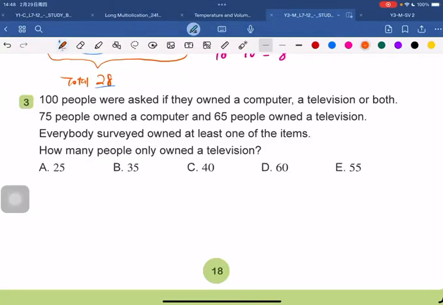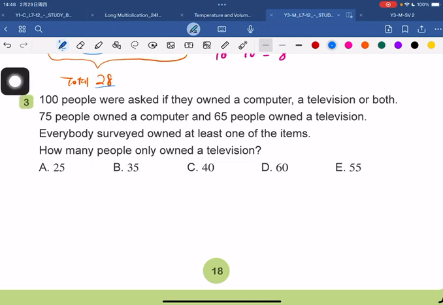And then let's take a look at question 3. 100 people were asked if they owned a computer, a television, or both. 75 people owned a computer and 65 people owned a television. Everybody surveyed owned at least one of these items. How many people only owned a television?